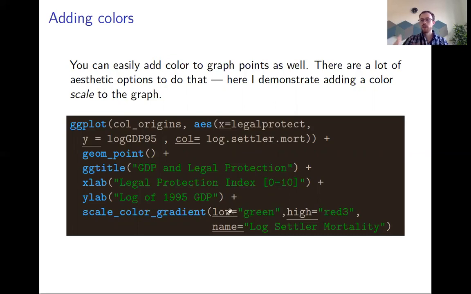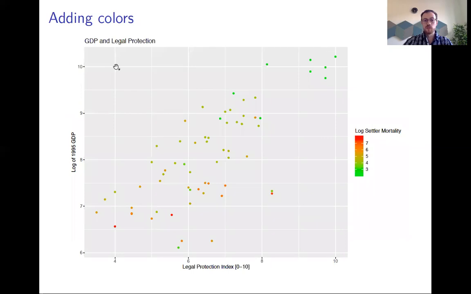And then later you can add layers where you specify how exactly colors should be proportional to settler mortality. In this case, we say that settler mortality should be a gradient going from green to red, and the higher settler mortality is, the more red it should be on the scatter plot. This is how it would look. We have the scatter plot as before, but now we have an additional dimension of information where we have plotted settler mortality as a third variable as the color of these points. And here we also see a legend that shows us exactly what the measure of settler mortality is for each level of the color gradient.